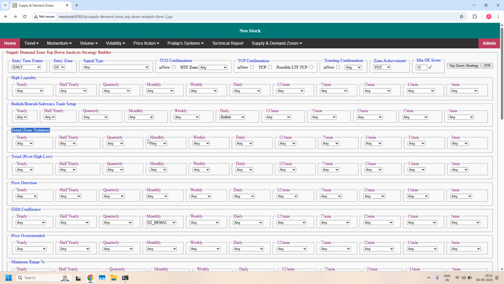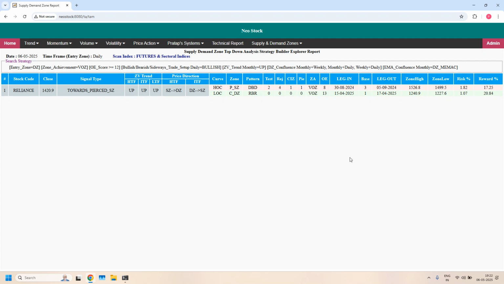And trend on the monthly should not be sideways. It should be uptrend because it is bullish trade setup. So that 1 stock is filtered. So that way this stock is having more high probability, this daily demand zone having more high probability to get success when prices reaches to this zone. Okay, this is bullish trade setup for monthly income trade.